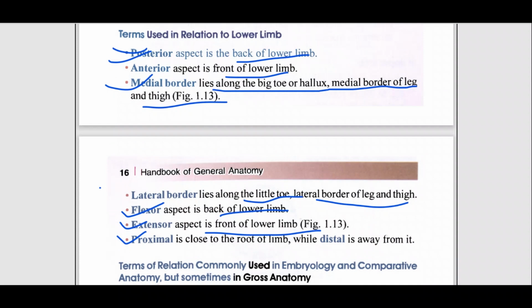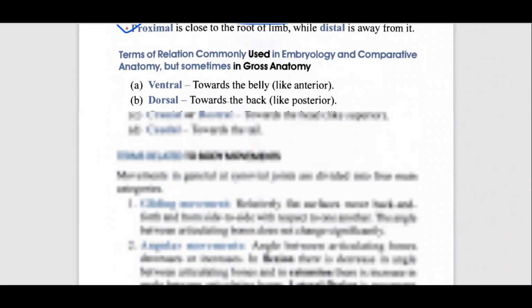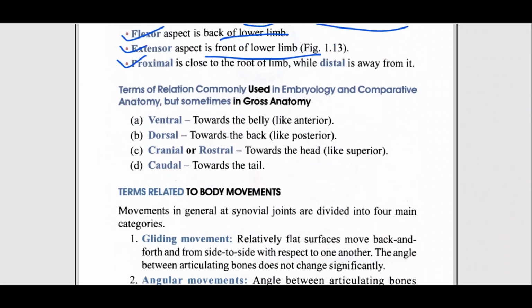अगर आपको याद हो यहाँ पे upper limb में flexor is your front of upper limb. However, in lower limb, flexor is the back of your lower limb. Or extensor जो है, it is the front of lower limb, while extensor is the back of your upper limb. ये exception है and it may come in your exams.